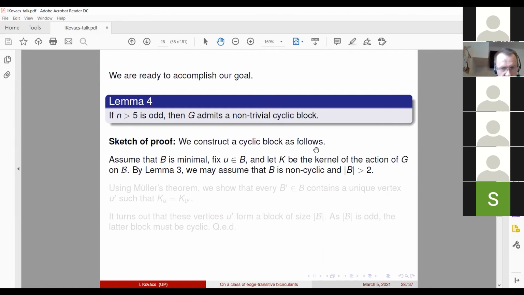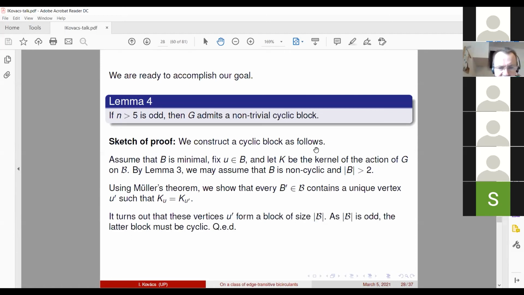But if B is larger than 2, then we can use Muller's theorem to describe the kernel. And it turns out it's possible to show that for any block in the block system, it contains a unique vertex U prime such that the stabilizer of U in K is the same as the stabilizer of U prime in K. So for any block, you have this distinguished vertex. And it turns out that these vertices form a block, and the block has size exactly the same as B because of the previous condition.